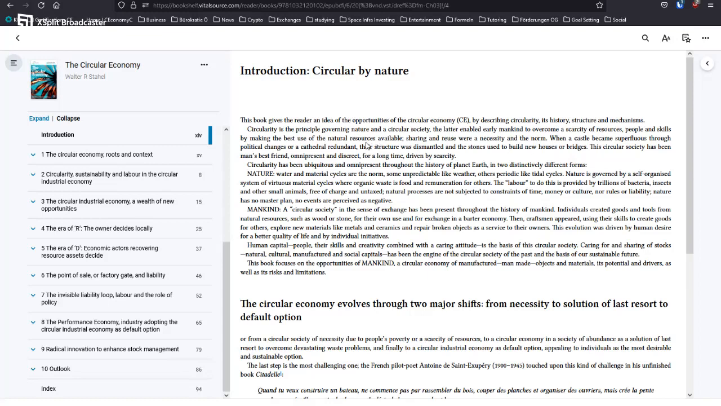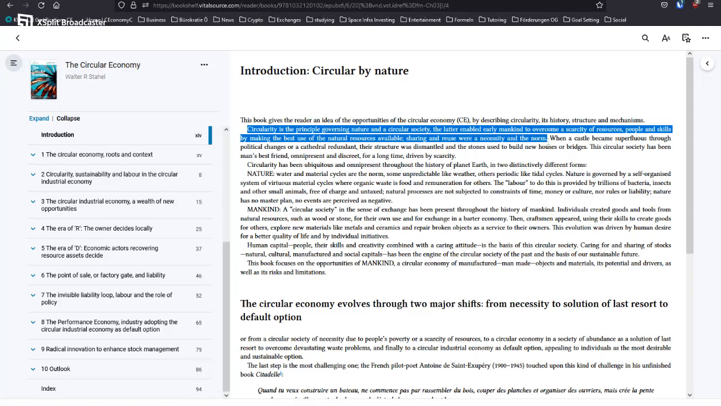Before we go into how nature works in circles or in loops, I wanted to give you this part first: circularity is the principle governing nature and the circular society. The latter enabled early mankind to overcome scarcity of resources, people, and skills by making the best use of natural resources available. Sharing and reuse were a necessity and the norm.